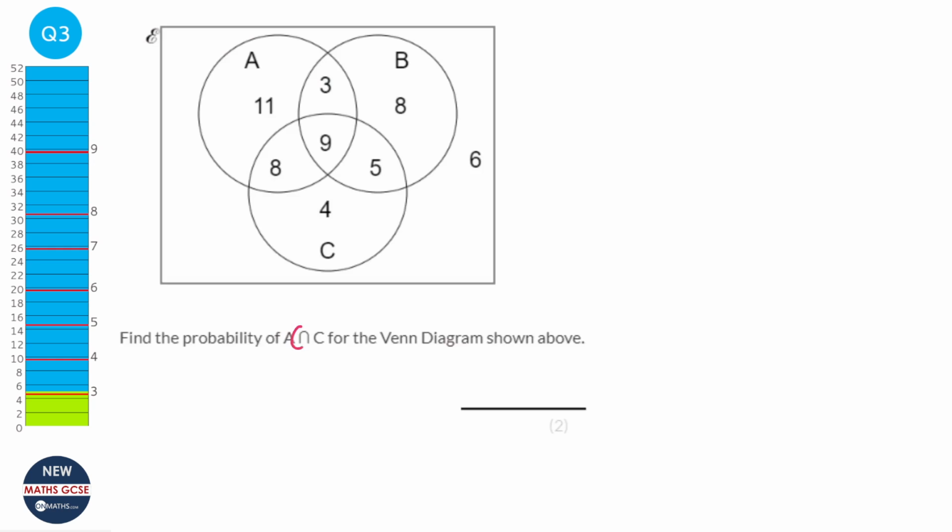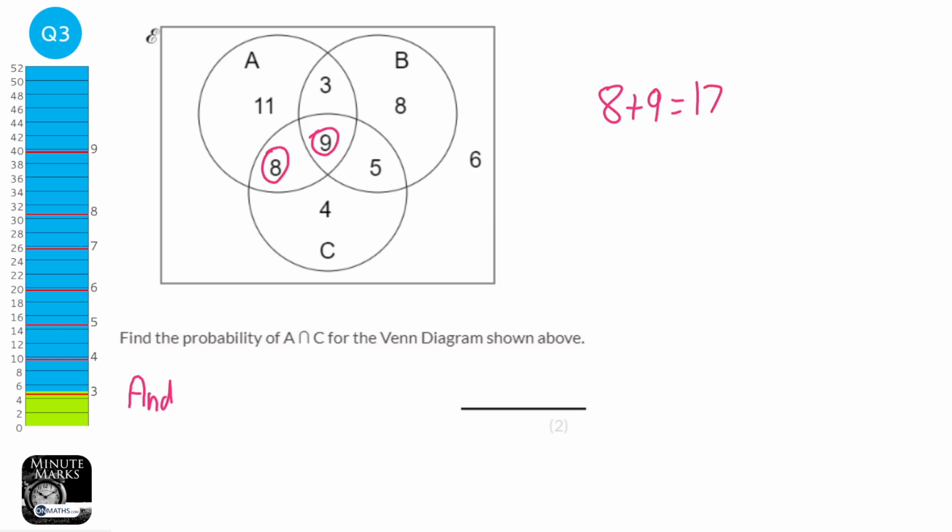So the symbol here basically means and. And the way I remember it is if you draw that symbol and just put a line through it, you can make the word and. So we're looking at the probability of getting something that is in A and C. So the only ones that are in A and C are this 8 and this 9 here. So we're going to just add the 8 and the 9 together, which gives us 17.